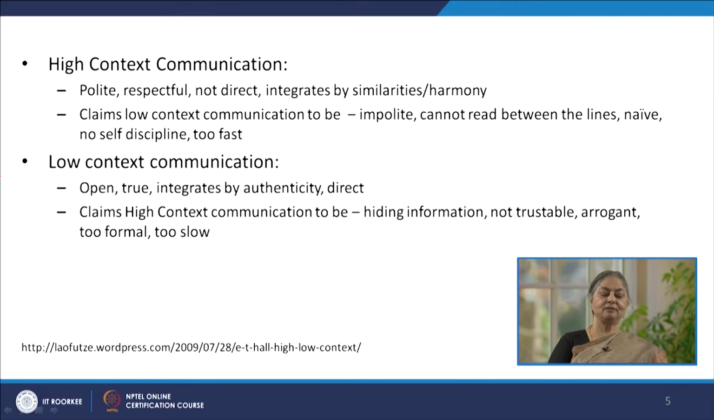In the same way, we find that low context communication is believed to be open and true. It is suggested that it is integrated with a certain directness and therefore it has a certain authenticity also. It therefore also claims that high context communication normally hides information, it is arrogant and therefore it cannot be trusted easily, it is too formal, too slow, etc.